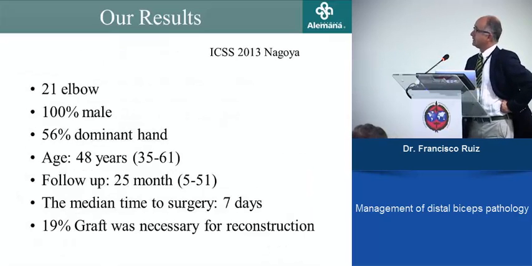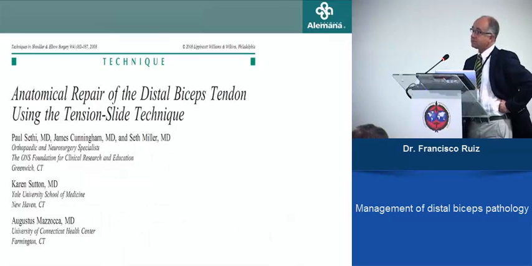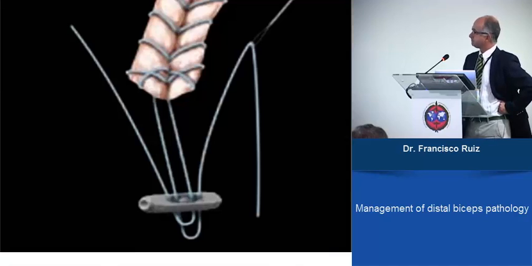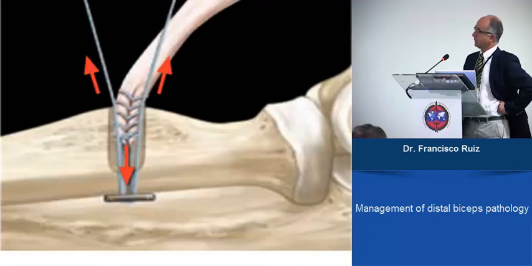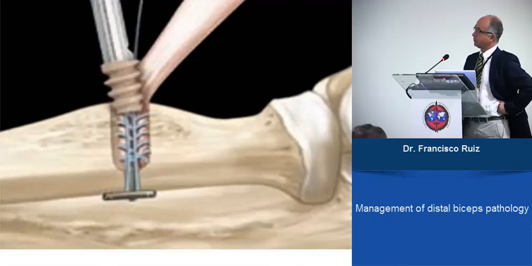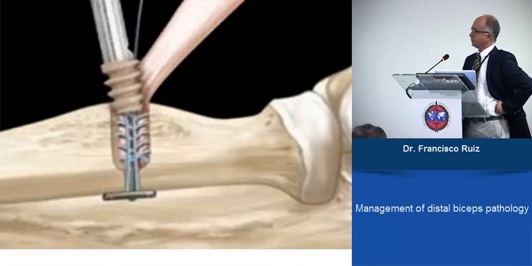In our experience, we presented last year in Nagoya our 21 patients, almost all of them male, and we did for all of them a single incision using the R3X device. It's a mix of an extra medullary cortical button associated with a PEEK interference screw. Almost all of you know it. We prepare the distal tendon, we put the cortical button, and finally we put this PEEK interference screw.